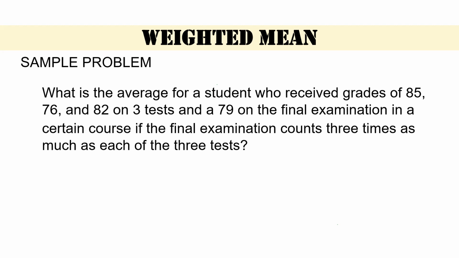Okay. So you could see, the 3 tests are 1 unit each. Let's assume 1 unit each. But the final examination, it says here, counts 3 times as much as each of the 3 tests. What does this mean? It means that if each of these 3 tests is 1 unit each, then the final examination is how many units? How many units is the final exam? What's the weight?